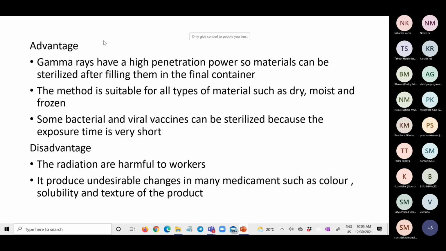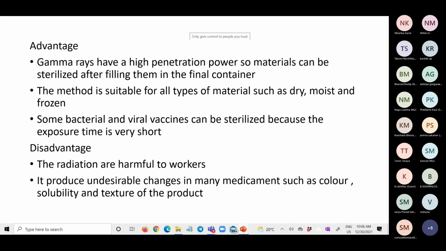Now coming to the advantages and disadvantages of gamma radiation. The first advantage we have seen is that it has a very high penetration power. So the materials can be sterilized after filling them. That means it can penetrate substances of high density also. Second, it is suitable for all types of material, whether dry, moist, or frozen. Gamma radiation will work in all those types.